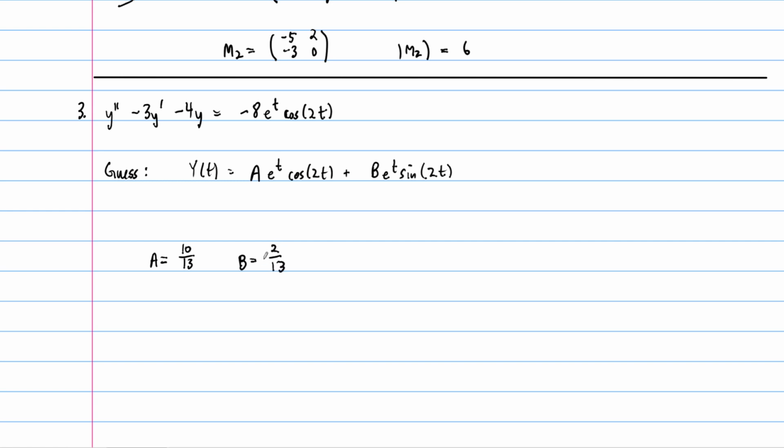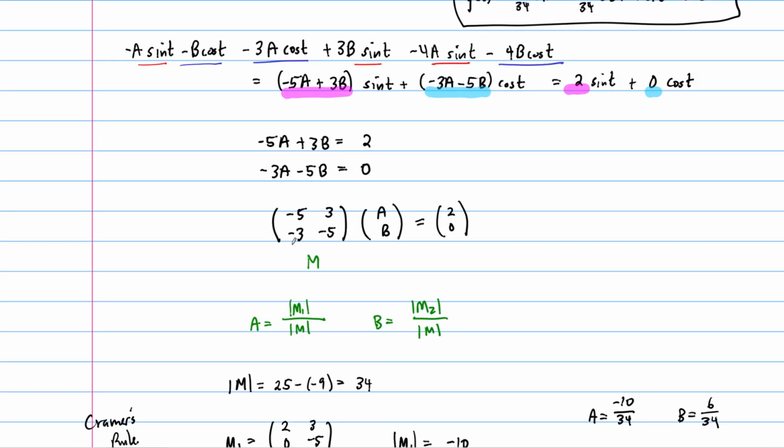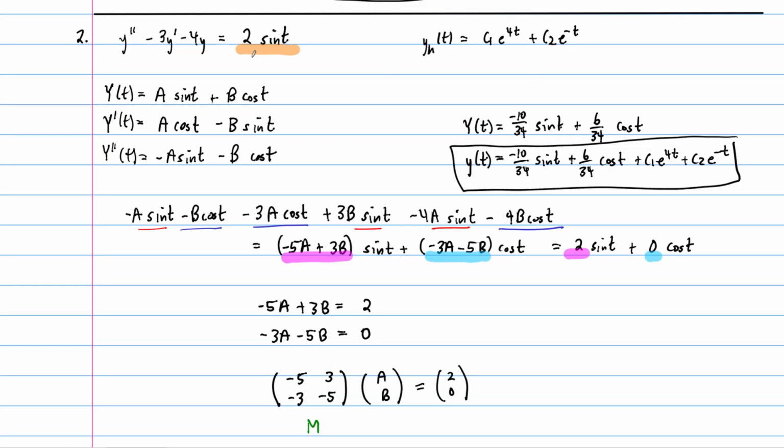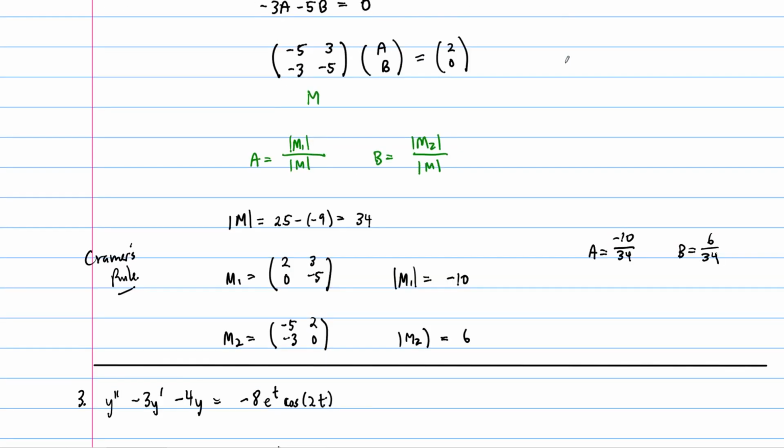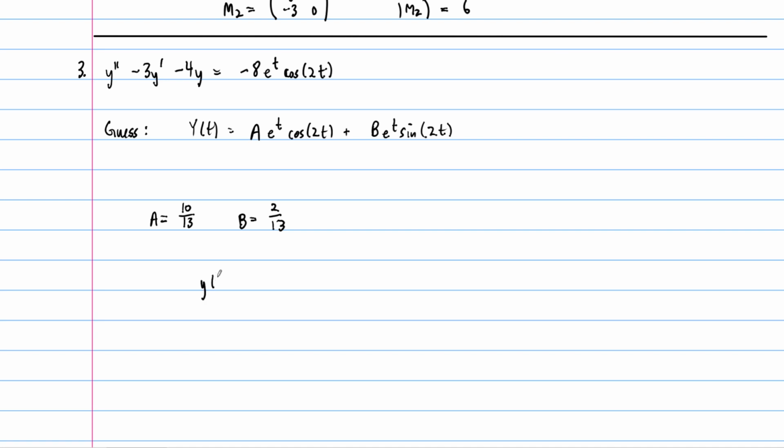So for the general solution of this one, remember, you have to include the homogeneous part. The homogeneous part is the same as what we've had because we have the same left-hand side. So it's c1 e to the 4t plus c2 e to the minus t. And our solution is y of t equals the non-homogeneous part, so in this case 10 over 13 e to the t cosine of 2t plus b, so 2 over 13 e to the t sine of 2t, and then plus the homogeneous part, c1 e to the 4t plus c2 e to the minus t. And that's the solution of this one.